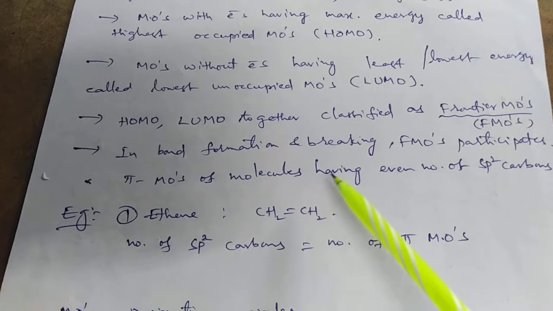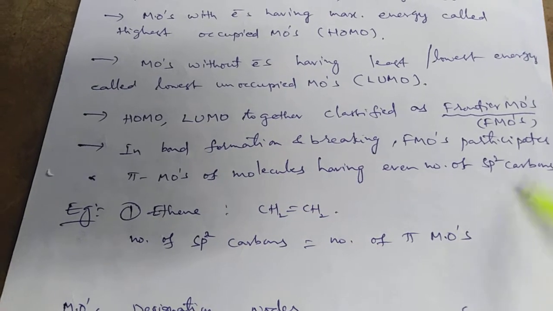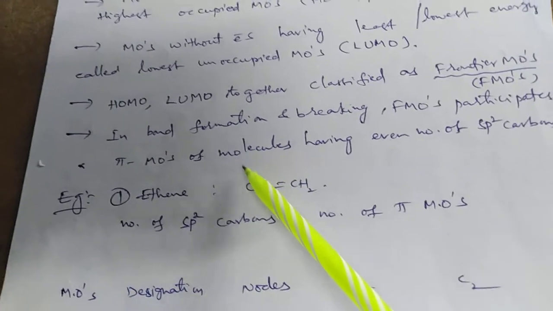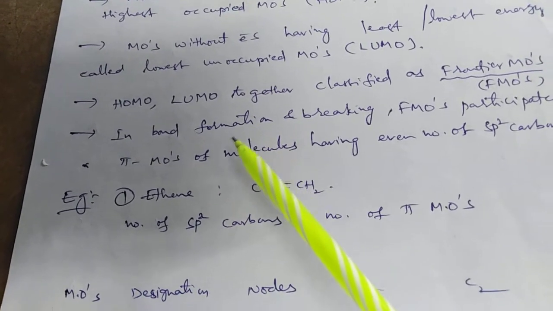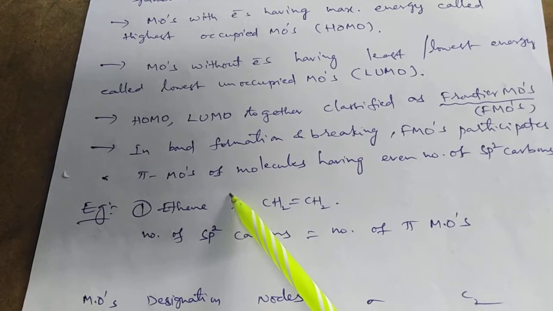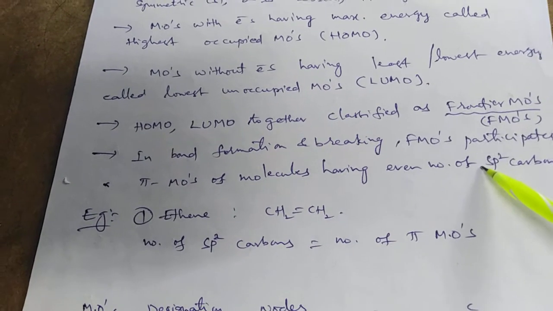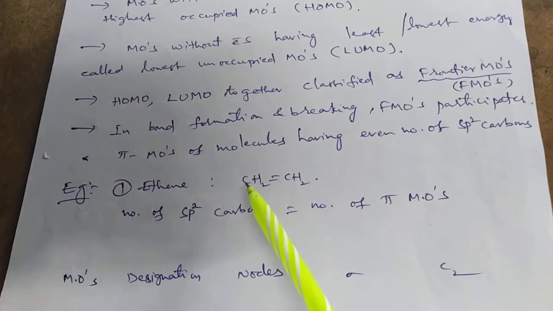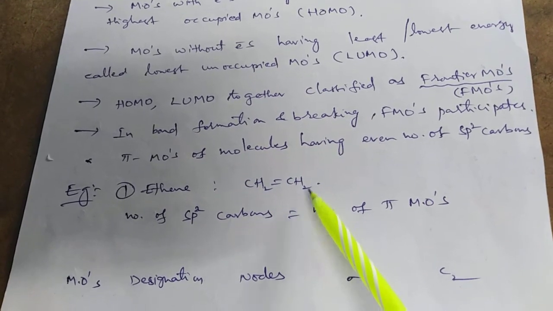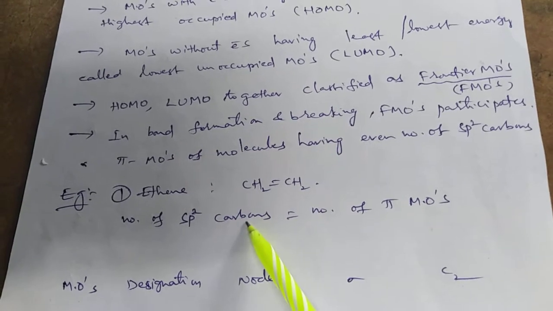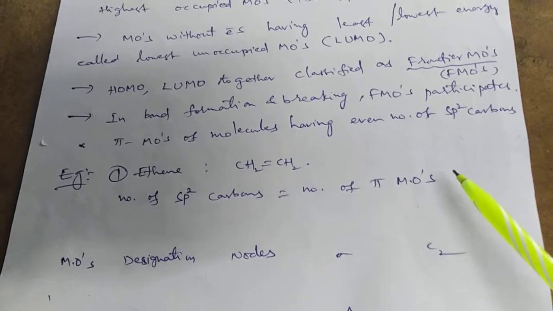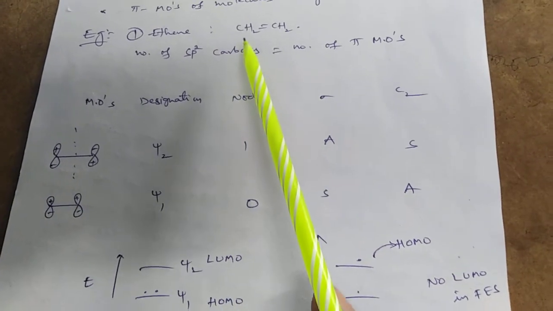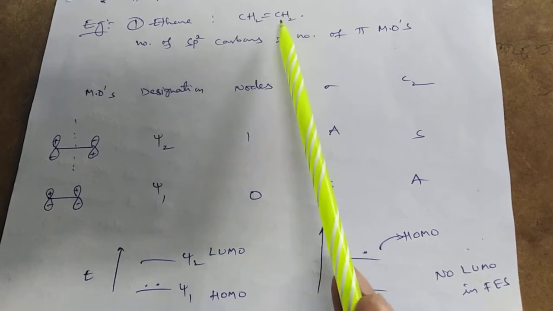Molecular orbitals of molecules having an even number of sp2 carbons. This is an important point for molecular orbital theory. If the molecule has n number of molecular orbitals, it has n number of sp2 carbons. For example, the ethene structure, CH2 double bond CH2. Ethene has 2 sp2 carbons, therefore 2 molecular orbitals.